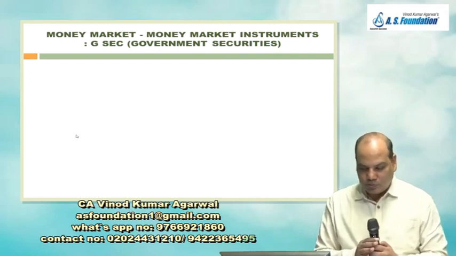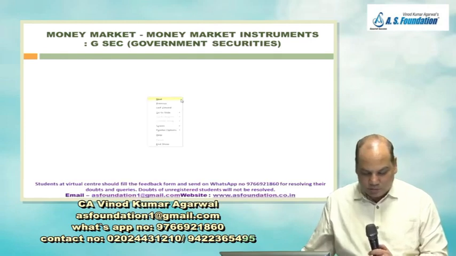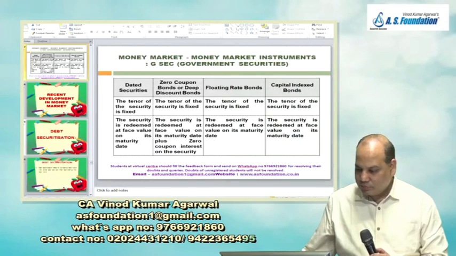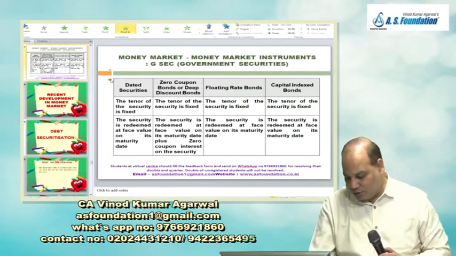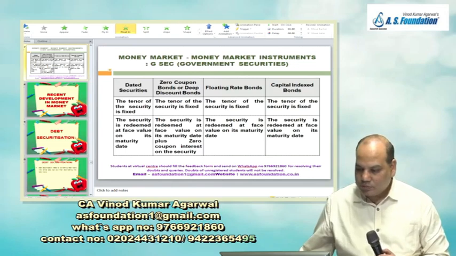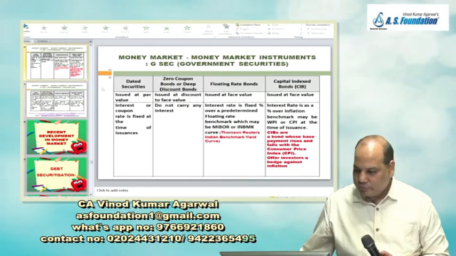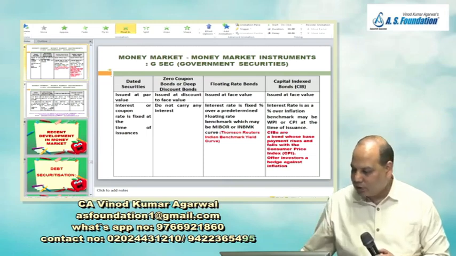The different types of government securities are dated security, zero coupon or deep discount bond, then next is floating rate bond. Then next is capital index bond.